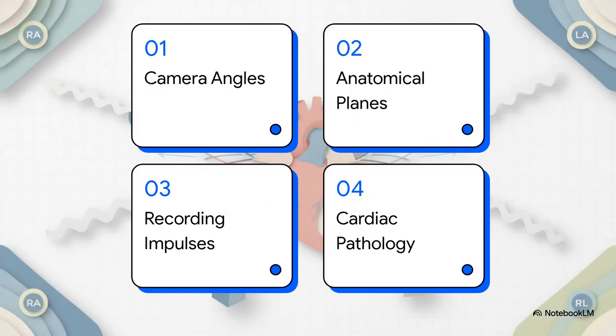So here's our game plan for the explainer today. First, we'll look at the camera angles of the heart. Second, mapping the anatomical planes. Third, and this is the really crucial part, recording the electrical impulse. And finally, pinpointing cardiac pathology.